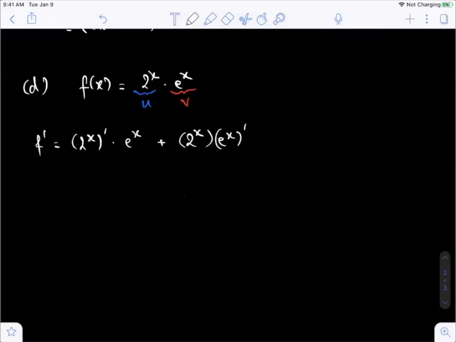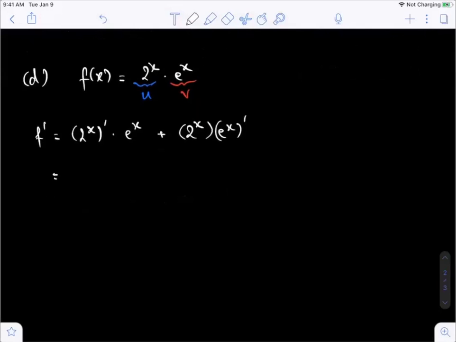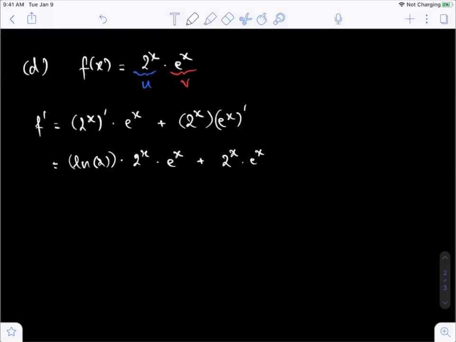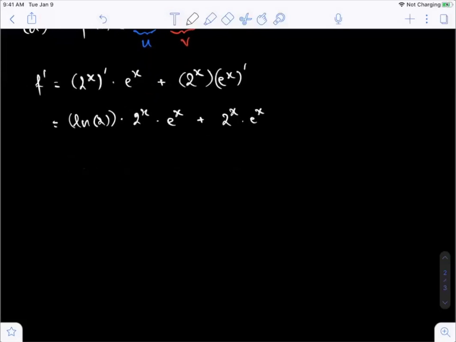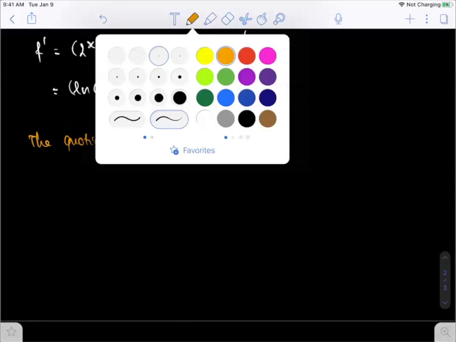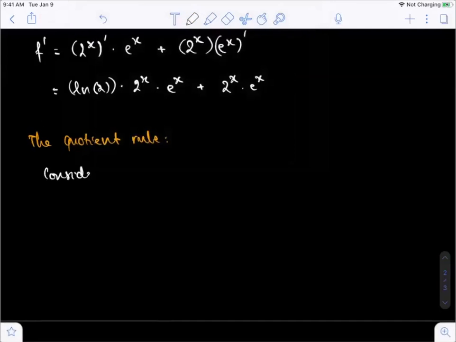And this is the exponential function. We know that the derivative of 2 to the x should be ln of 2 times 2 to the x, and then times e to the x. Now for the second term, you have 2 to the x times the derivative of e to the x, which is just e to the x. All right, so I'm going to move on to the next rule, which is the quotient rule. So also consider two differentiable functions.